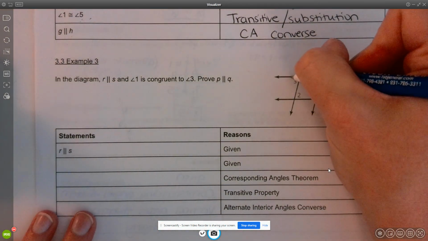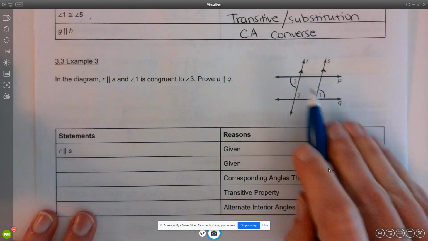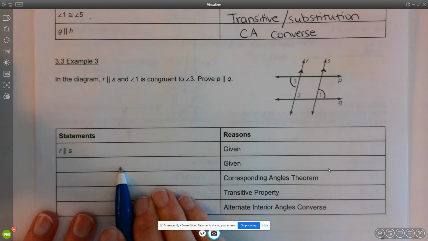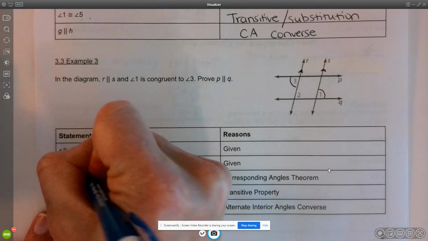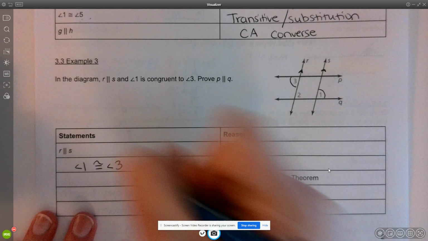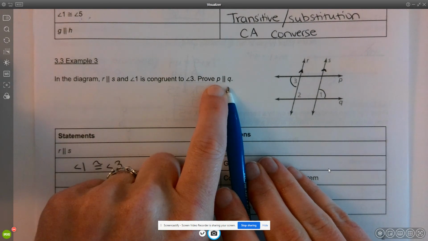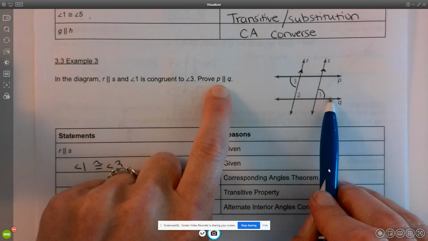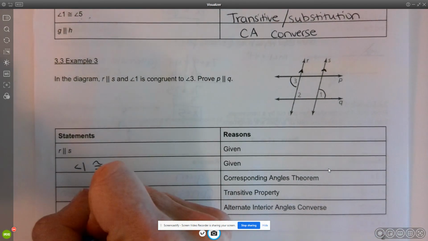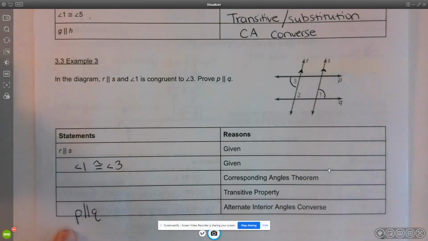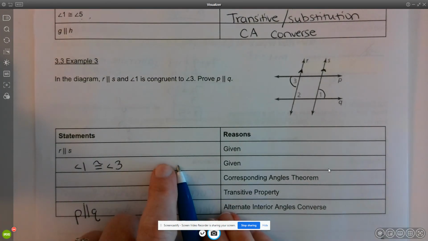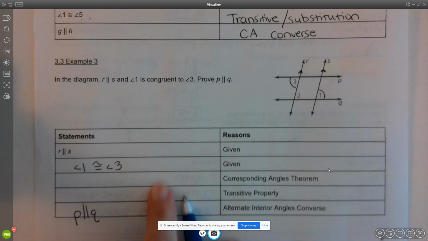I'm going to go ahead and put that in my picture with arcs, and now I need to put that in my proof, and that's given to me. Angle 1 is congruent to angle 3. Our goal is to prove that lines P and Q are parallel. So I know this will be my final statement. I'm trying to prove that those lines are parallel. So let's go back up to this statement. Angle 1 is congruent to angle 3. That might be helpful later on, okay?